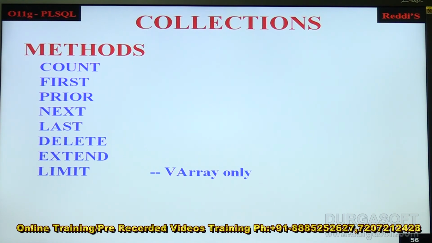We also have one more method which is exists. So when we say exists, we do not use the keyword exists, but we reference the index of the collection, like collection of 2, collection of 5. That means we are referencing the fifth element or second element in the array. If that element exists, then do something like that. So that is another method.